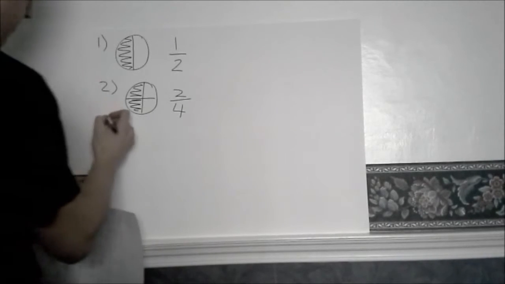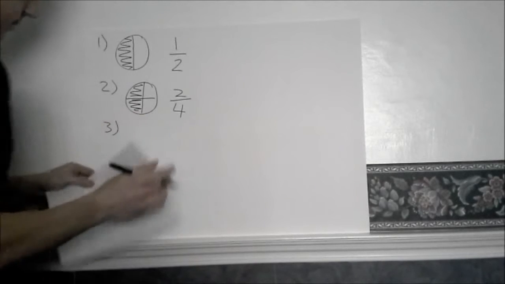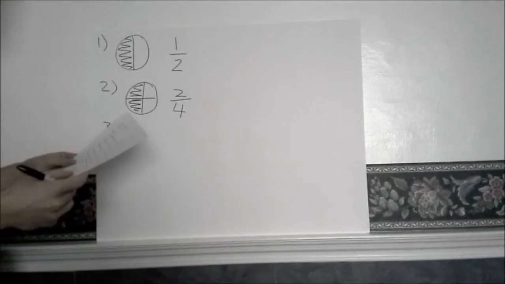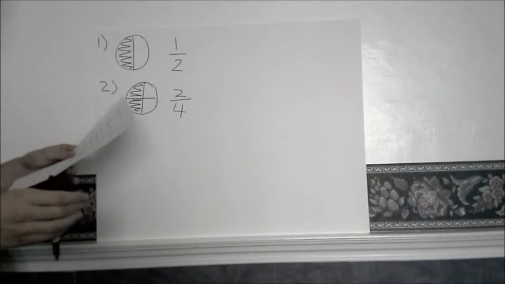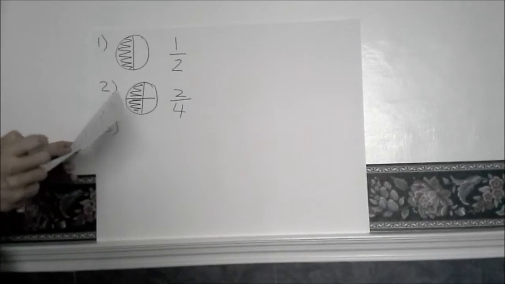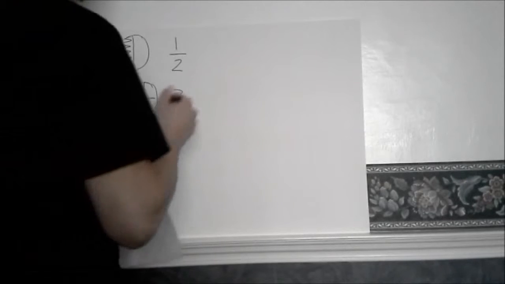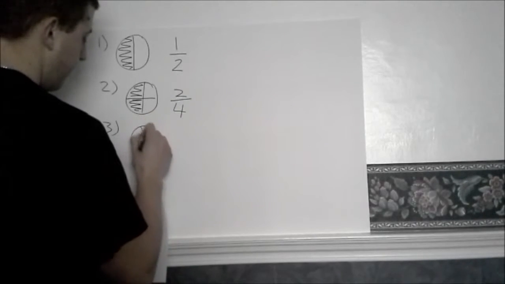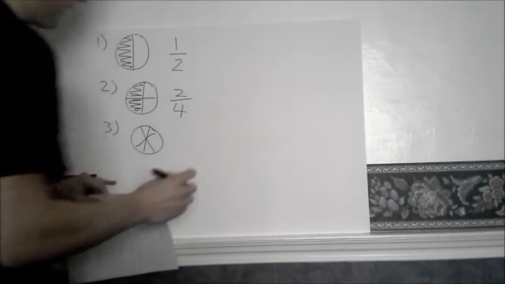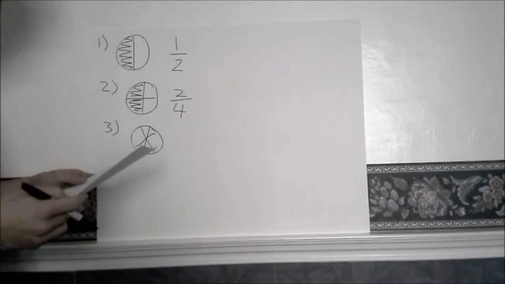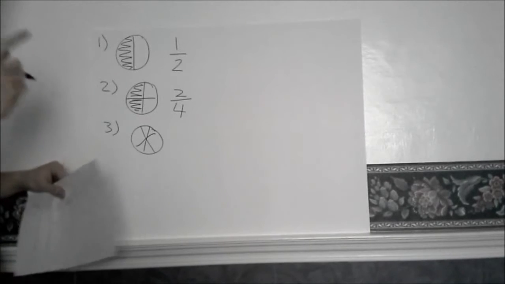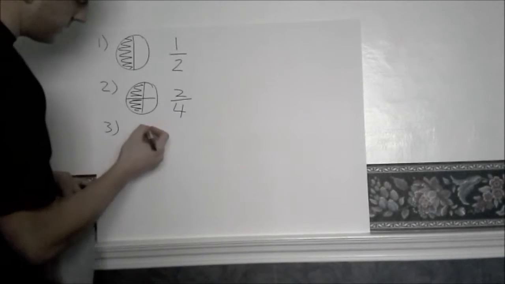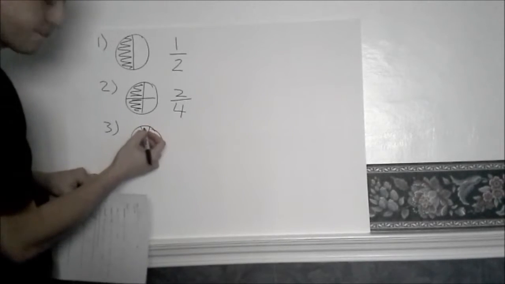Okay, moving on to number 3. So this one says there are 6 slices of pizza, and by the time your family gets done eating, there's only 1 slice left. What fraction of the pizza is left over? So, draw our pizza, cut into 6 slices, and according to the problem, they ate 5 of the slices. So how many do we want to color in? 5, good.